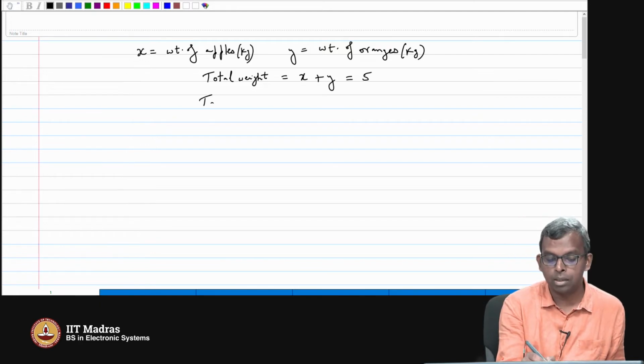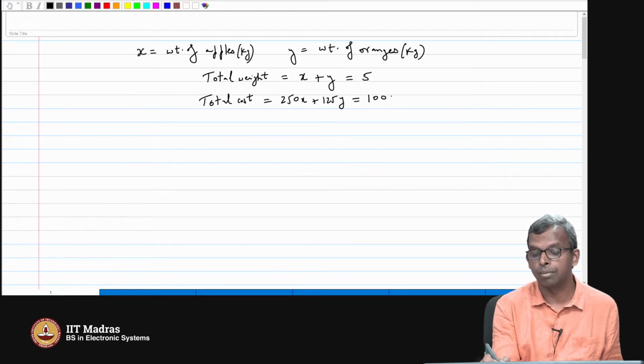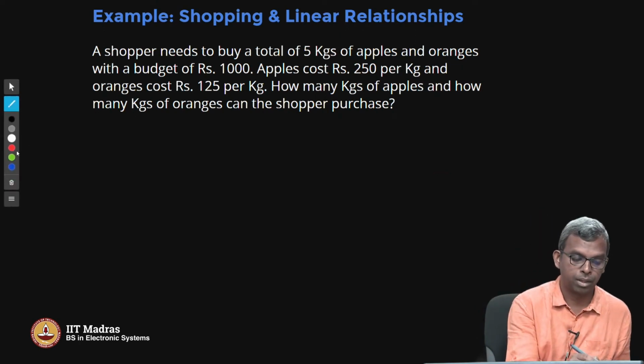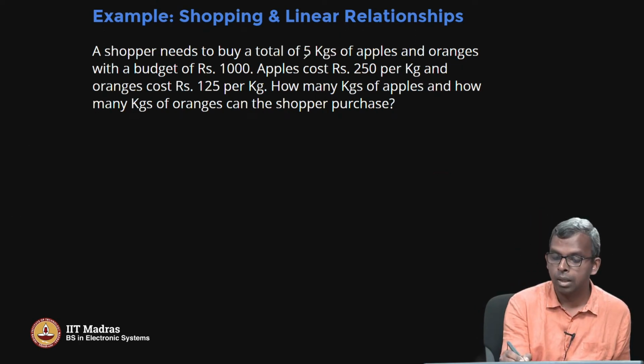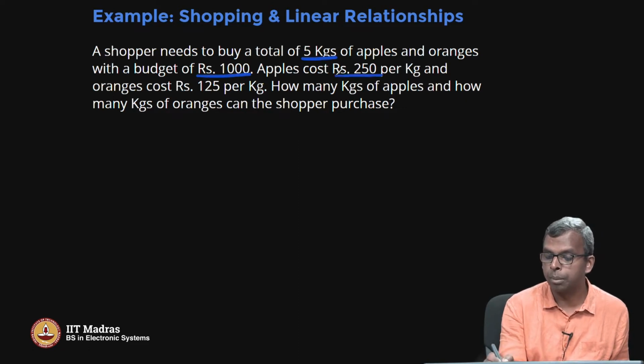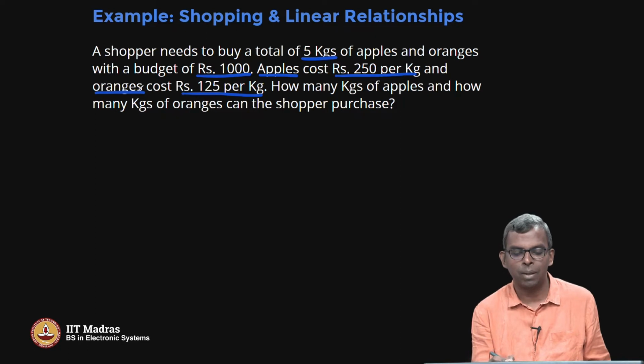And then the total cost is 250 times x plus 125 times y, and that's going to be equal to 1000, right? So 1000 is the budget here. So maybe I should just show you 5 kilograms and rupees 1000 and 250 per kg for apples and 125 per kg for oranges. So some people like to underline. You can underline that as well. So that's where we are.